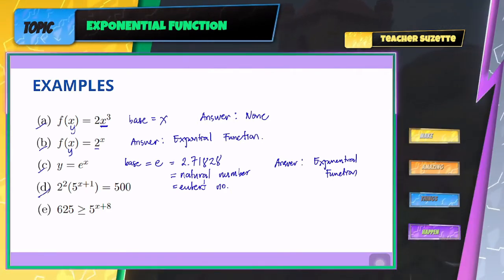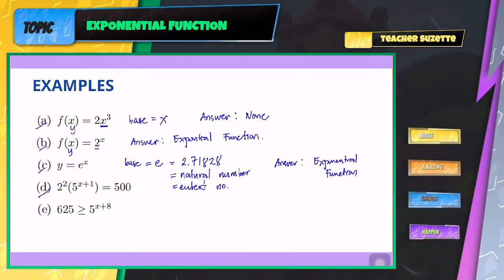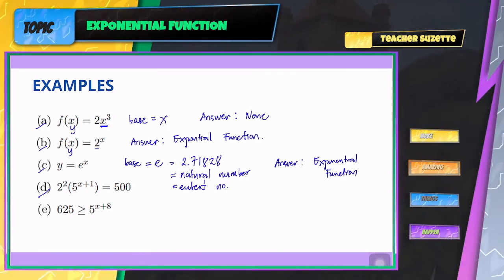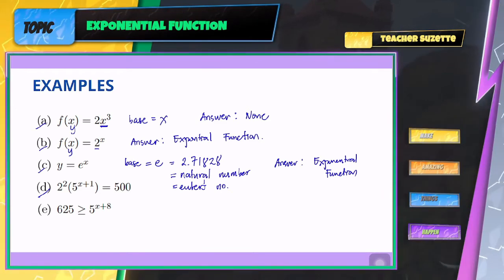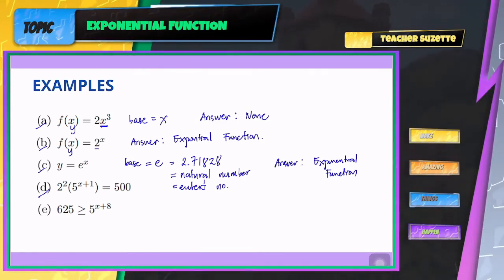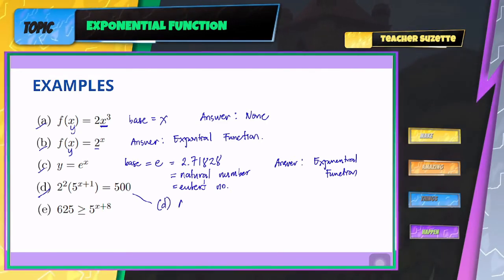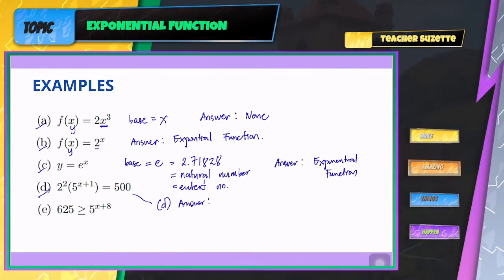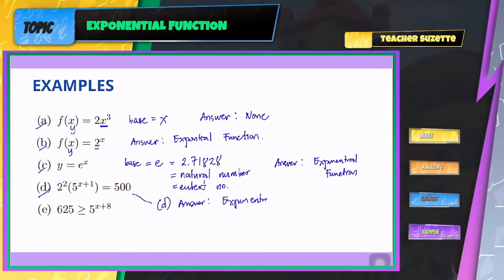Next, punta tayo sa letter D. Let's test or check our exponents and bases. So, okay naman, greater than 0 and not equal to 1. Then, tingnan natin yung ating sign na ginamit. Gumamit po ng equal sign. So, therefore, for our letter D, our answer is exponential equation.